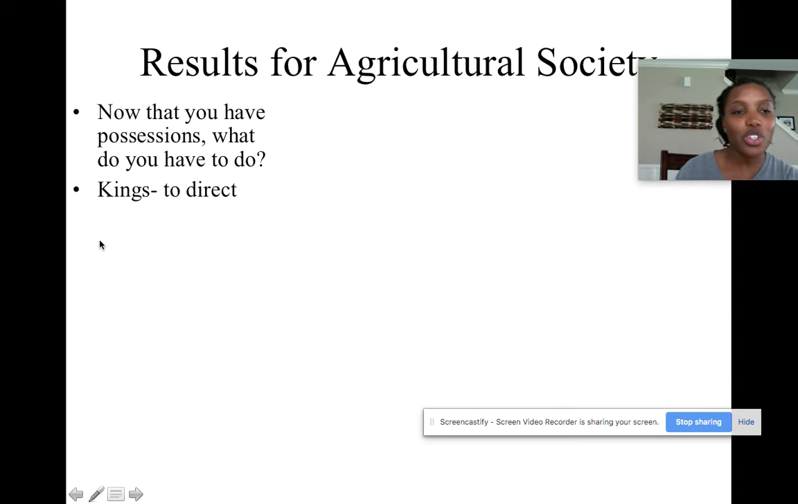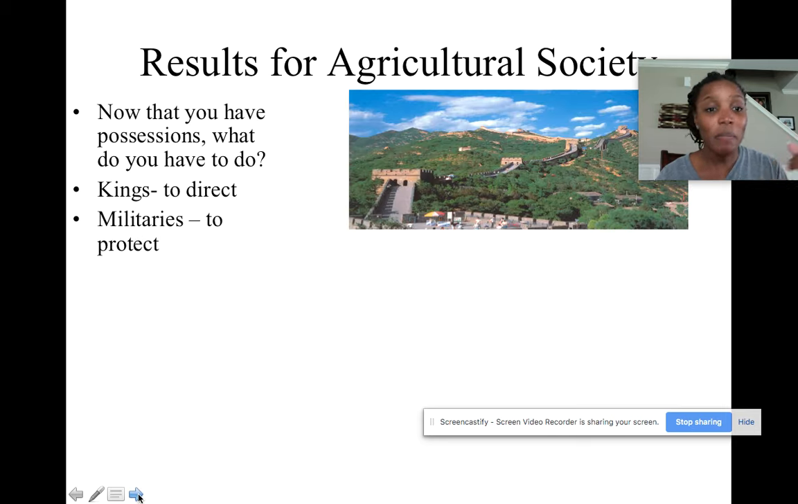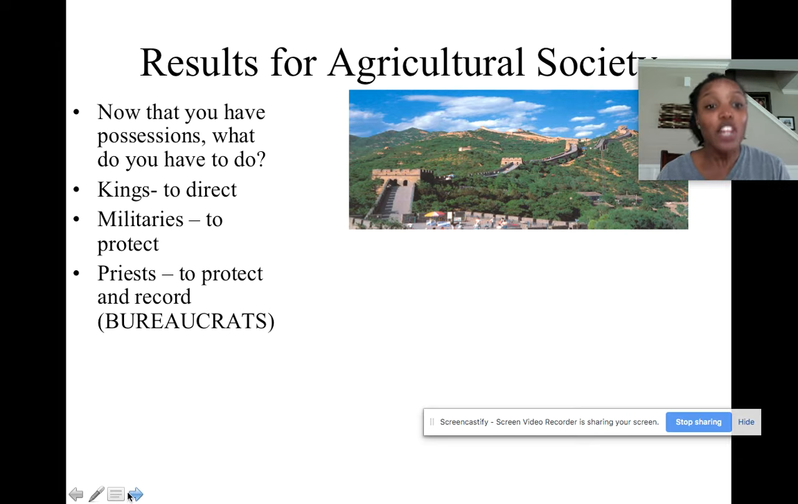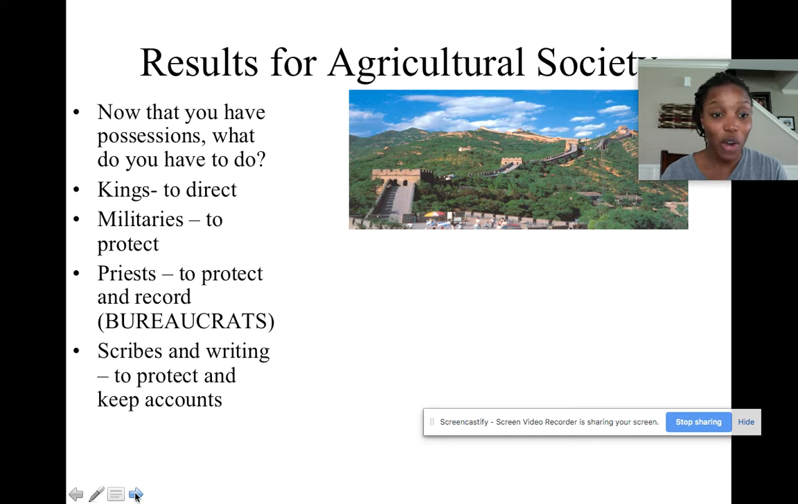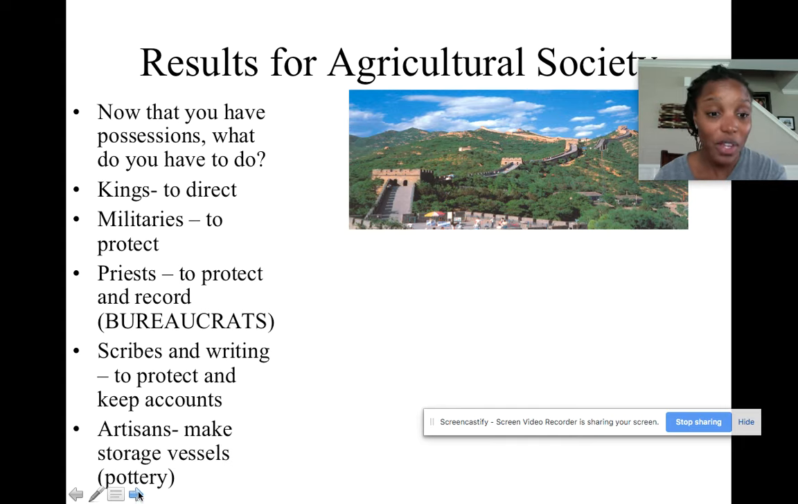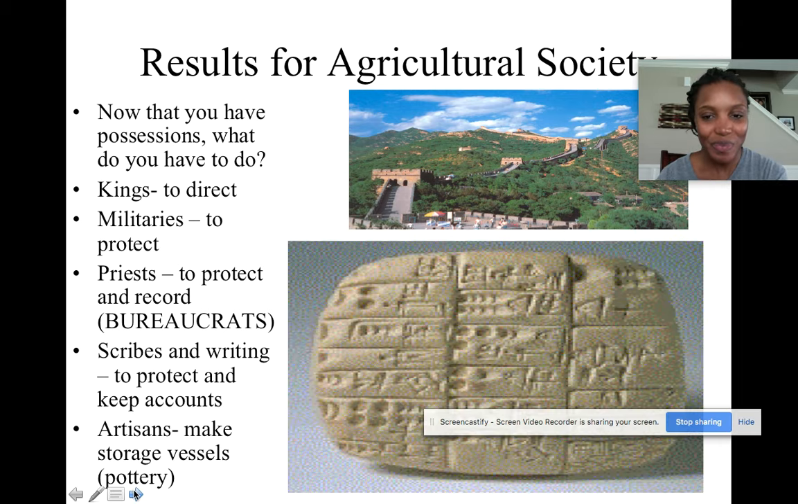Results from agricultural society. Now that you have possessions, what do you have to do? The kings have to direct, the militaries are made to protect, the priests keep the records, or the bureaucrats, and the scribes keep the accounts. So you're getting more sophistication as we go along in life. The artisans make storage vessels for pottery. Some examples of the villages that begin to develop during the Neolithic era.